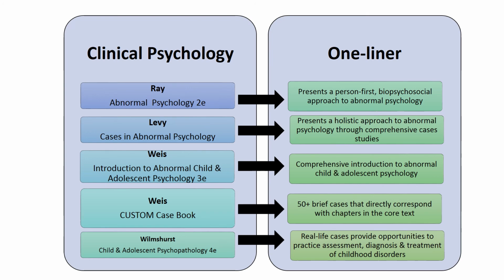The other 2 casebooks we have are for the child and adolescent course. First, we have Wilmshurst, which offers real-life cases covering assessment, diagnosis, and treatment practice of childhood disorders. We also have a custom casebook written by our author, Bob Weiss, including over 50 brief cases for each chapter in his core text. Both of these casebooks would be great bundle items for Weiss, depending on the instructor's needs. Lots of opportunity to practice asking, what else do you teach?